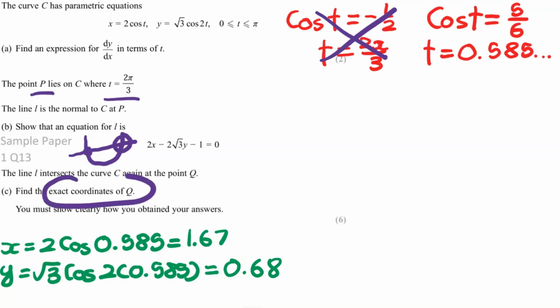These are not the exact coordinates of Q. These are decimal values. These are rounded decimals. The reason that these are not the exact coordinates is that this is not the exact value of t, because this is also a rounded decimal.